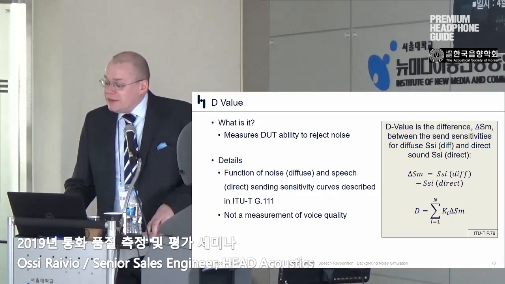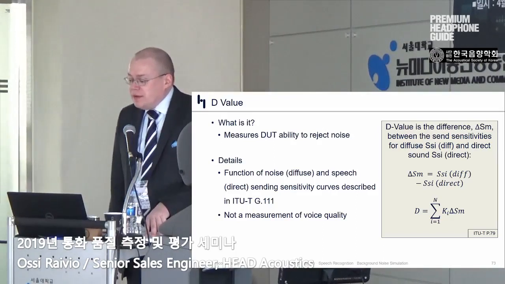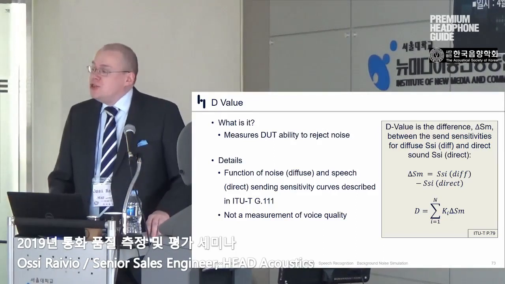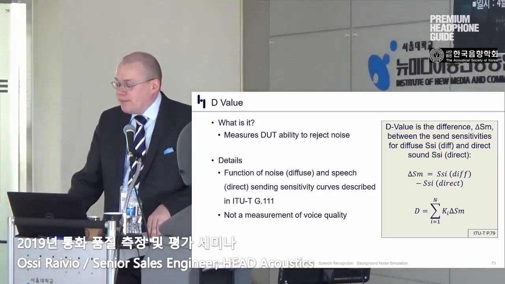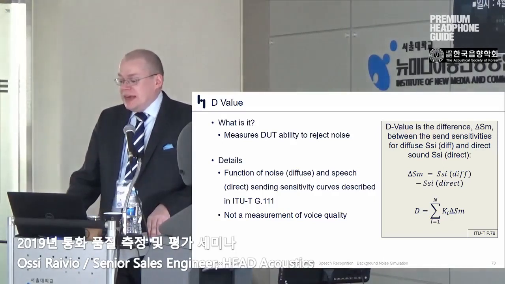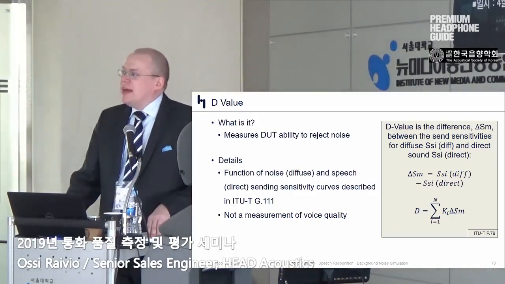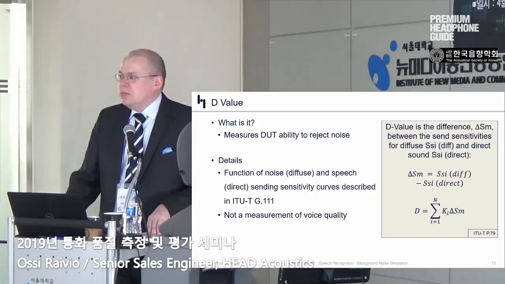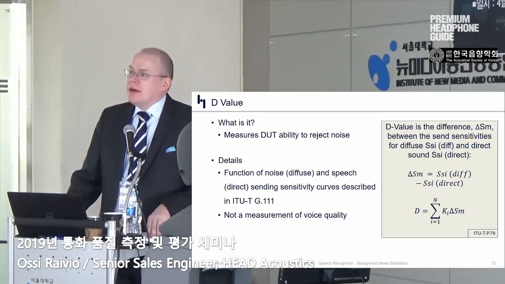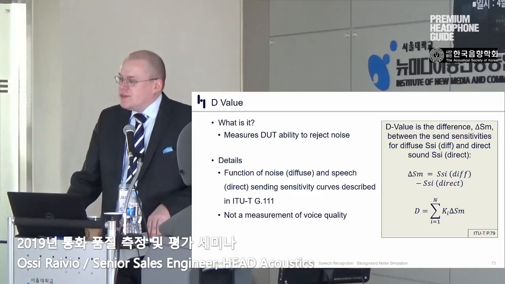So the details of how to measure, you can find in the ITU standard G.111. But very important here, D value is not a measurement of quality. It is just a decibel value integrated over time, integrated over frequencies, just telling you what is the difference in sensitivity, background noise versus speech.